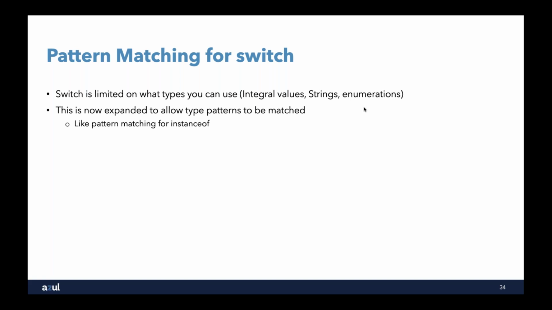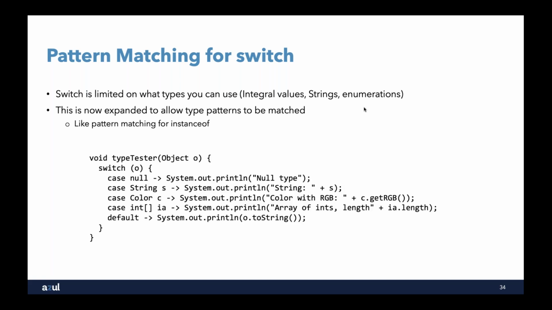With the switch statement and expression, you're limited prior to JDK 17 on what type you could switch on. You could do integral values, you could do strings, and you could do enumerations. What they've done in JDK 17 is expand that into the idea of type patterns being matched as well. So it's very much like the way that type pattern matching for instanceof works.